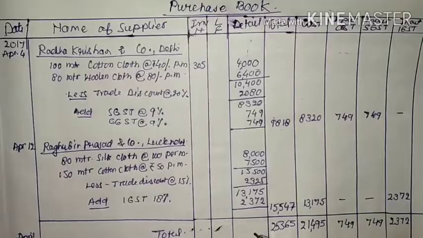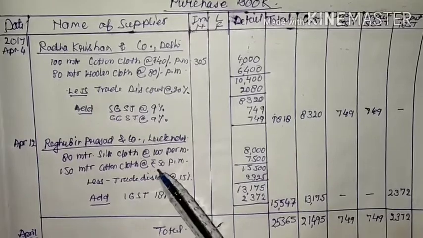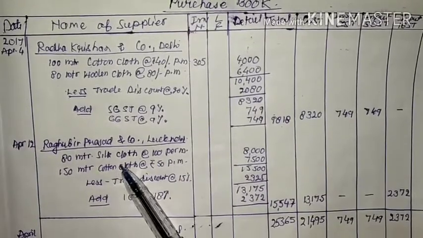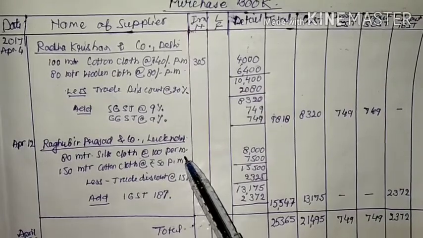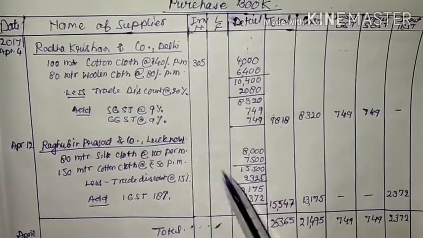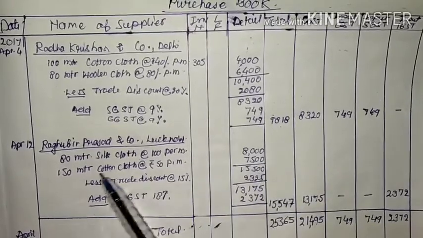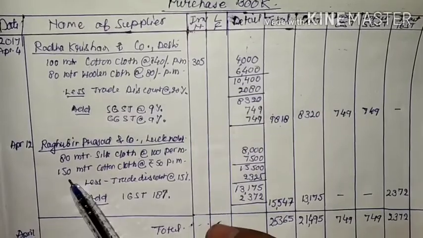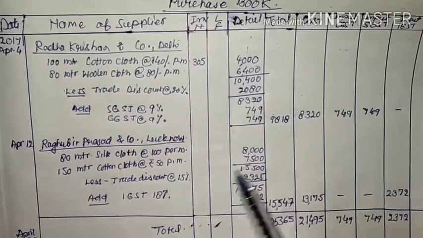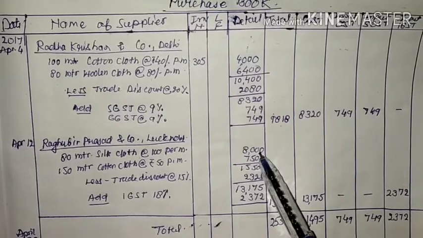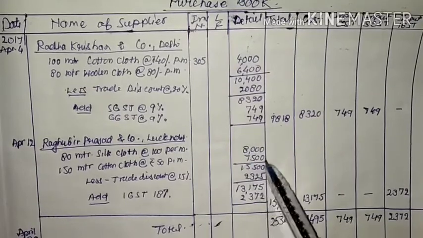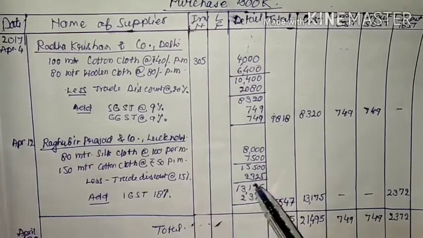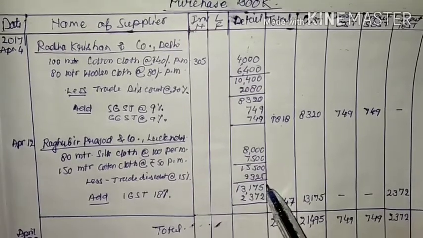Okay, so we bought from Raghuveer Prasad and Company, Lucknow: 80 meter silk cloth at the rate of 100 per meter. So 80 into 100, it is 8,000 rupees. And 150 meter cotton cloth at the rate of 50 per meter. So 50 into 150, 15 fives are 75, and 00, 7,500. If we make the total of this, it is 15,500, and then 15% trade discount is given on that, it comes to 2,325.